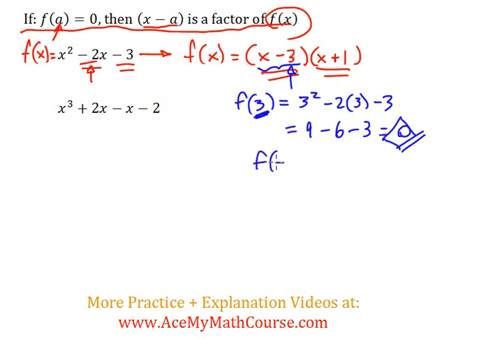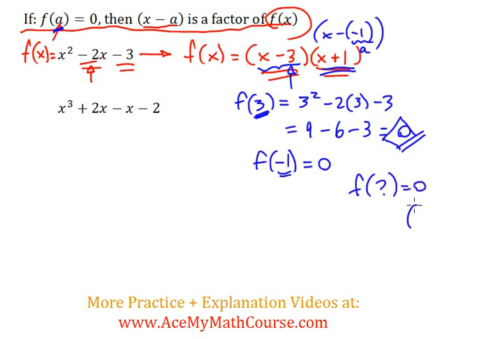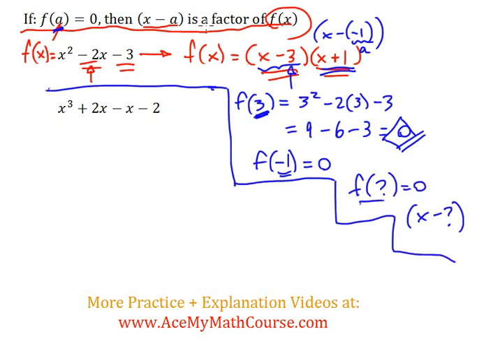So if I plug in the -1 for x, I would also get a 0. Why -1? Because here we have x plus 1, right? Which is essentially x minus -1. So in this case, our a is the -1. So what does all of this mean? If you find any number that you plug in for x, so f of question mark, and you get 0, then you know that x minus question mark is a factor of f of x.